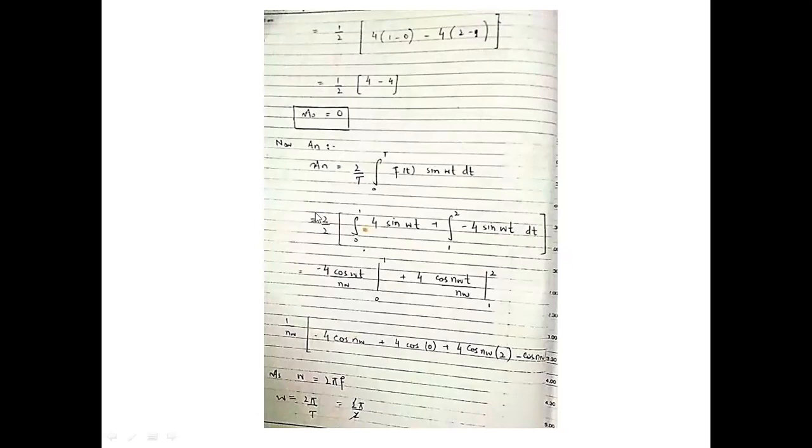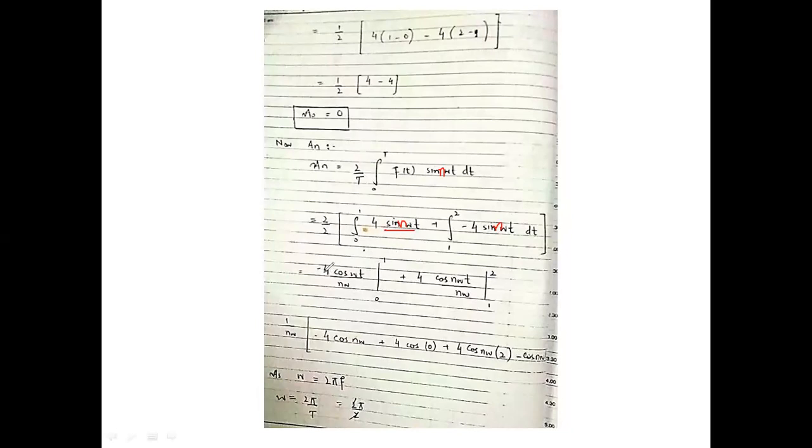Okay, now a n is equal to 2 by T, 0 to T, f of t sine n omega t dt. Okay, putting the values, 2 by 2, 0 to 1, 4 sine n omega t, and from 1 to 2 minus 4 sine n omega t.